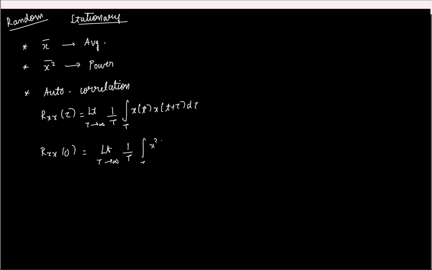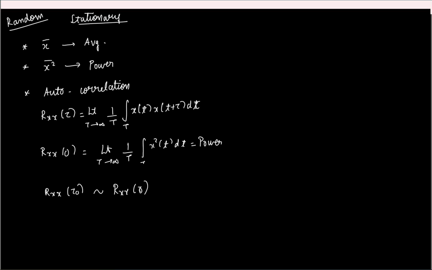So what is this? The integral of x squared of t dt. So this is t. This is basically the power. Okay. So now let's say at some value tau naught, I find that the autocorrelation is closely equal to the maximum value, which is the signal power.